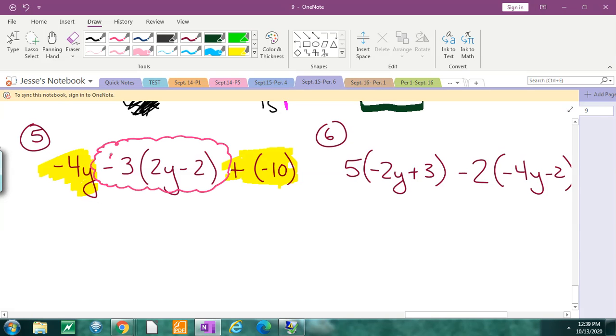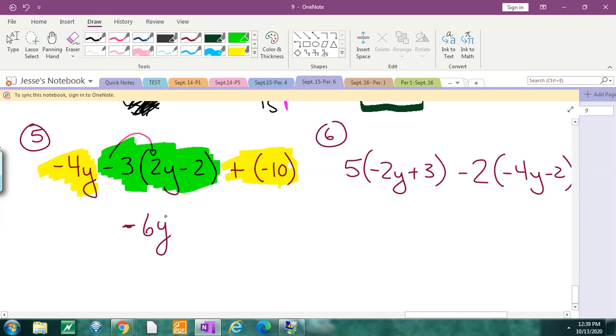So I could do the arrows, negative times a positive. Let me take out the cloud because it's in the way. I'm going to go ahead and shade it green. So I have to do the multiplication first. So what do we get? Negative times a positive is negative. 3 times 2y is 6y. Negative times the other negative is positive. And then go back. 3 times 2 is 6. Don't drop the 2.